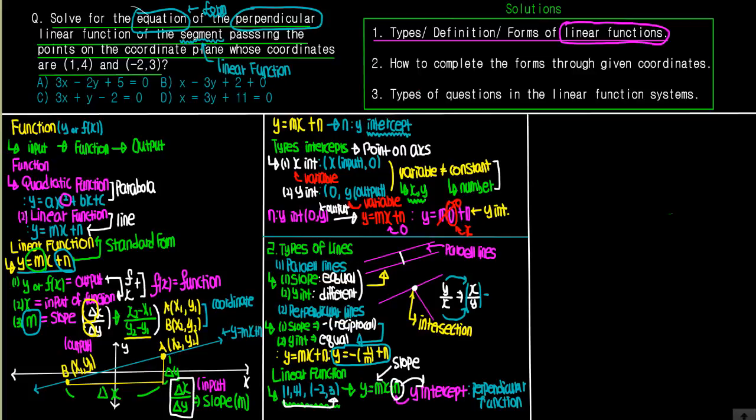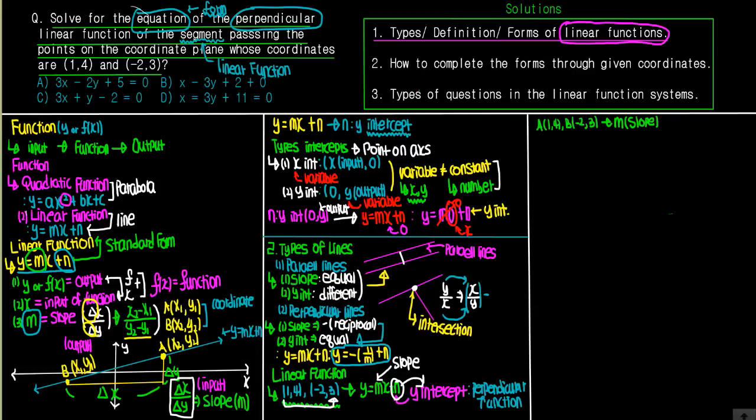Let's write our coordinates down again. Coordinate A will be (1, 4). Coordinate B will be (-2, 3). These are the coordinates that are given. And through this, obviously, we can solve for our m value, which is our slope, how steep the function is in our linear function system.